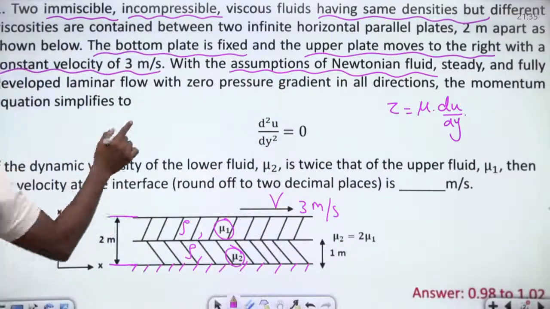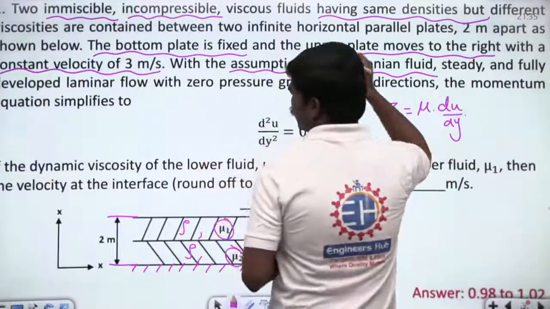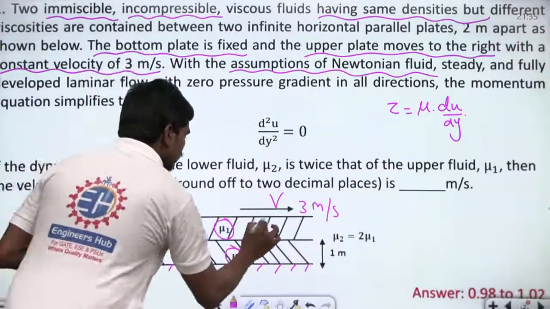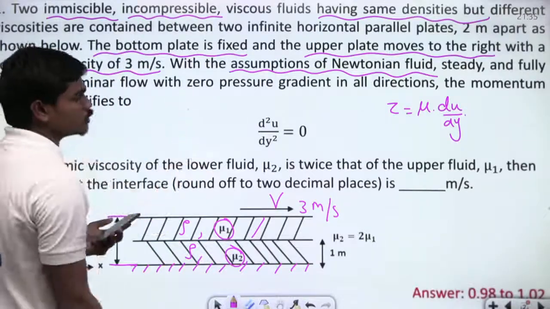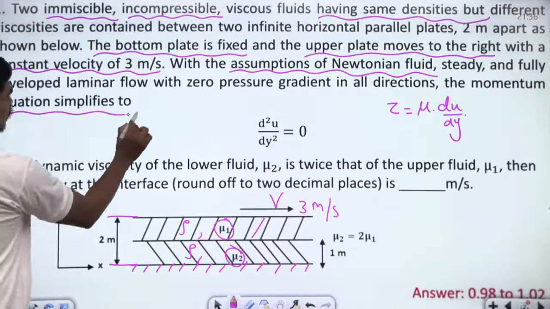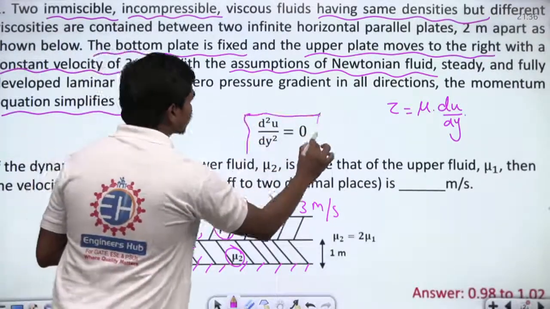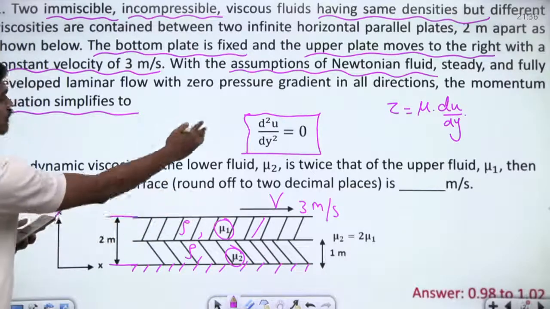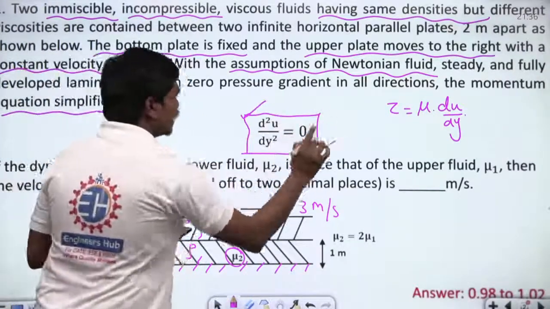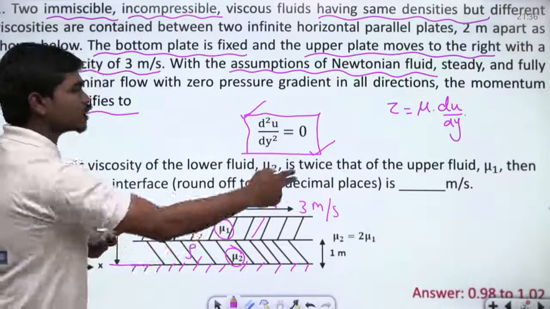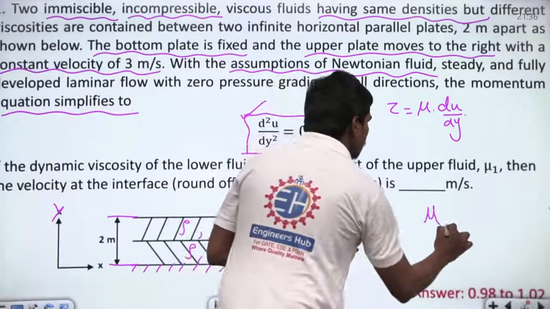Now see carefully. With the assumption of Newtonian fluid, steady and fully developed laminar flow with zero pressure gradient in all directions, there is a linear velocity profile. Assuming zero pressure gradient in all the directions, the momentum equation simplifies to this relation between velocity and the y coordinate. If this is the x coordinate and this is the y coordinate, then they have given the velocity variation with respect to y as d square u by dy square is equal to 0. The dynamic viscosity of the lower fluid, mu2, is twice that of the upper fluid, so mu2 is equal to 2 times mu1.